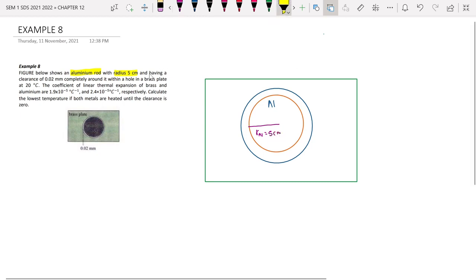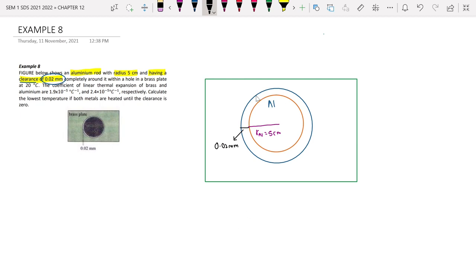Having a clearance of 0.02 millimeter. What does it mean by clearance? Clearance is like a gap, space. Dia ada space, ruang kosong. That's what it meant by clearance. So the clearance here is here. So the clearance is 0.02 millimeter, completely around it within a hole in a brass plate.